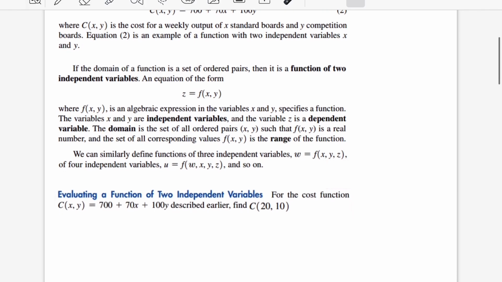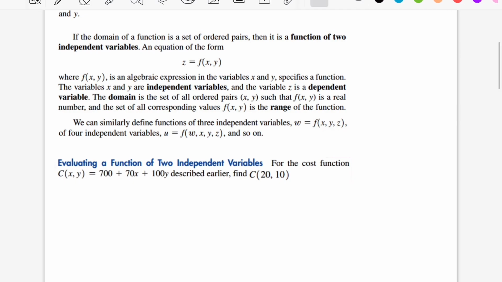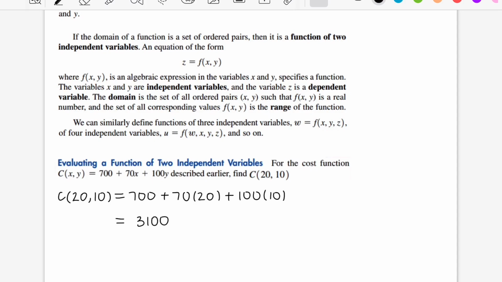So we're going to evaluate a cost function of 2 independent variables. Given this cost function here, we want to find c of 20, 10 here. So this means we want to find the cost function when x is equal to 20 and y is equal to 10. Doing so, we'll plug in x and y into our cost function. And then evaluating this, we'll get 3,100 here. Okay, so not too bad.